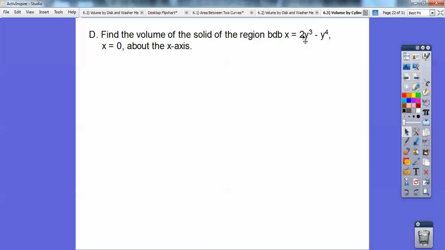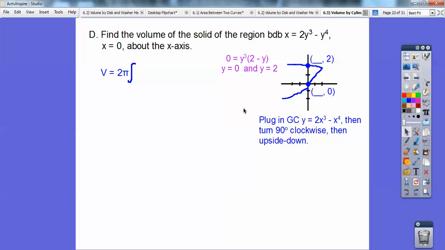So it's y stuff and x-axis. So again, this is going to be a cylindrical shell method. So volume equals 2 pi. Okay, I graphed it over here so I can see what my y limits are right here. I needed to know my y limits.